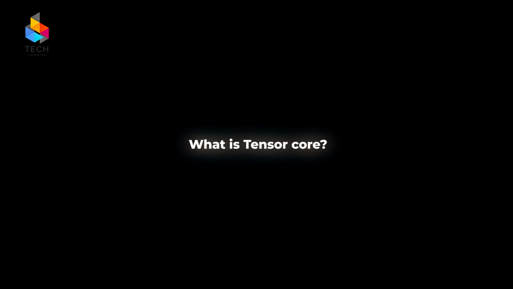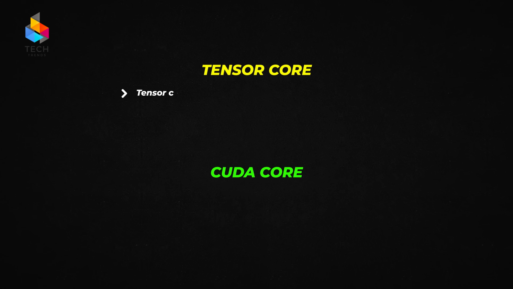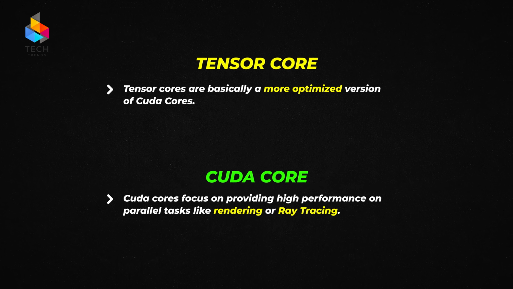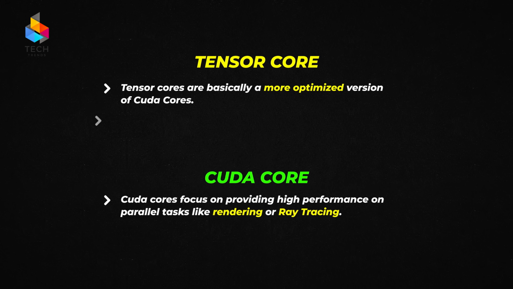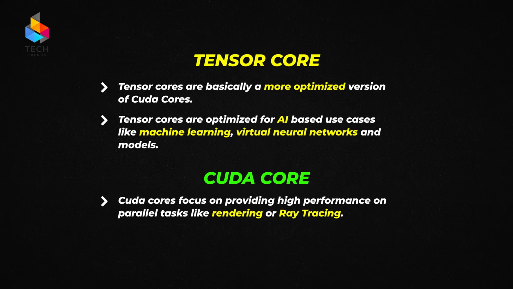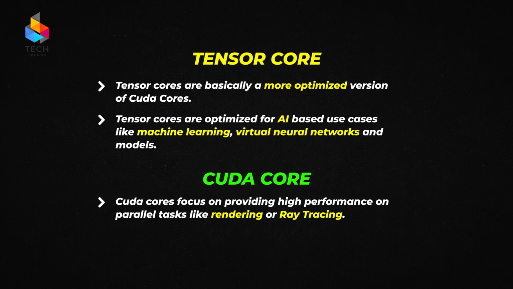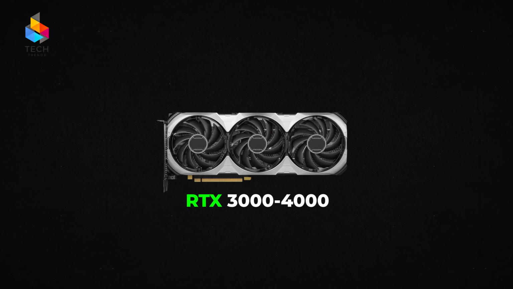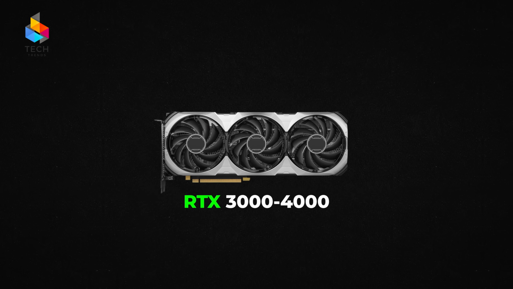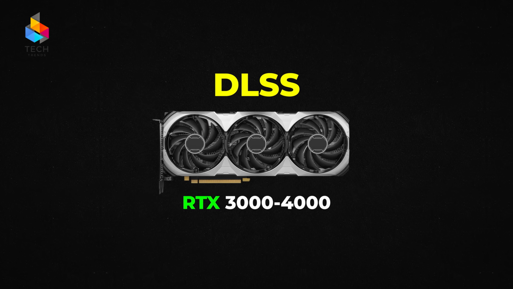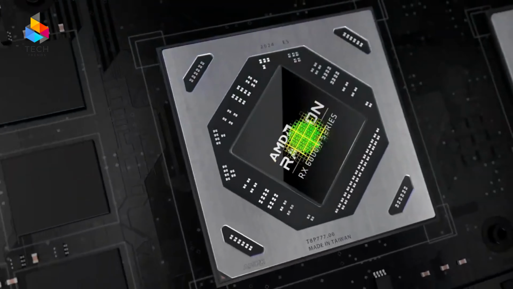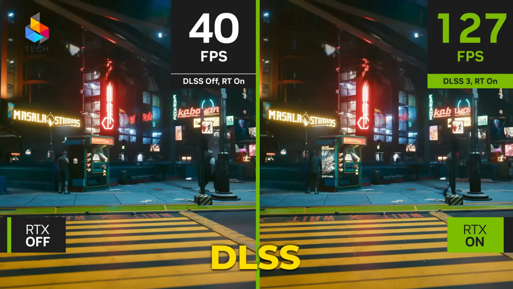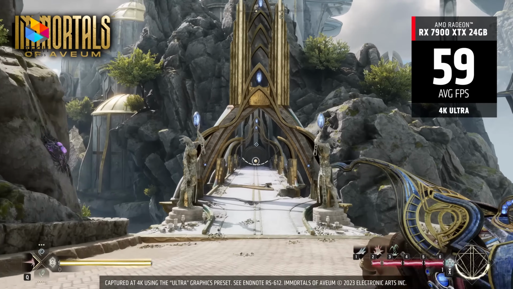What is a tensor core? Tensor cores are basically a more optimized version of CUDA cores. CUDA cores focus on providing high performance on parallel tasks like rendering or ray tracing. Tensor cores are optimized for AI-based use cases like machine learning, virtual neural networks, and models. They are produced specifically for AI programming, but GPUs like the RTX 3000 and 4000 series also have tensor cores for NVIDIA's DLSS technology. So in a way, you are also using these cores. This technology uses AI to increase the resolution and allows you to play at lower settings with high FPS rates.